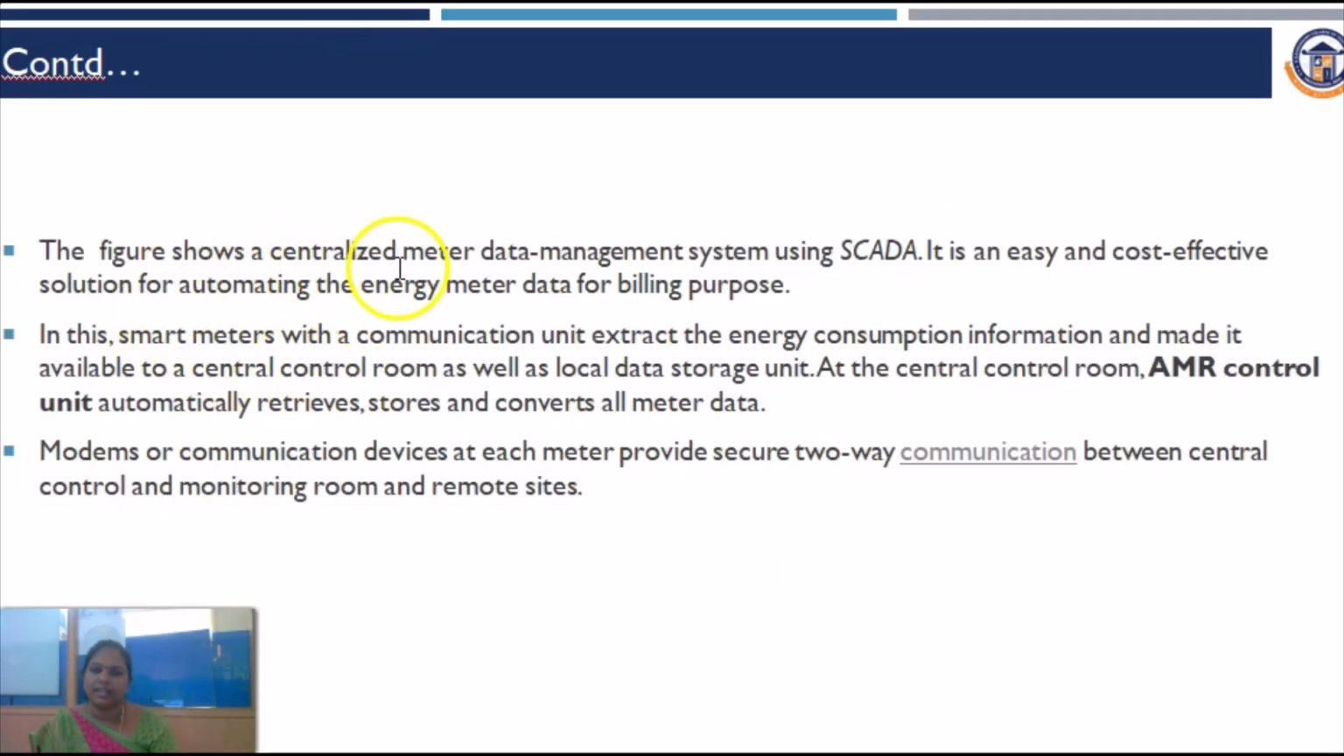This figure shows a centralized meter data management system using SCADA. It is an easy and cost-effective solution for automating the energy meter data for billing purposes. In this, smart meters with a communication unit extract the energy consumption information and make it available to a central control room as well as a local energy data storage unit. At the central control room, the AMR control unit automatically receives, stores and converts all the energy meter data. Modems or communication devices at each meter provide secure two-way communication between the central control and monitoring room and those remote sites.